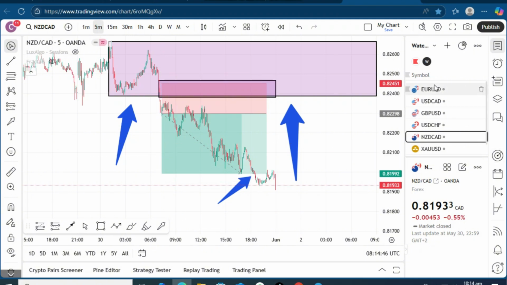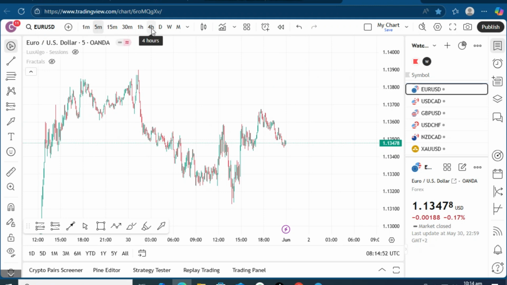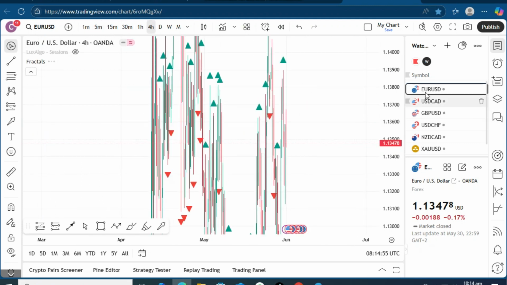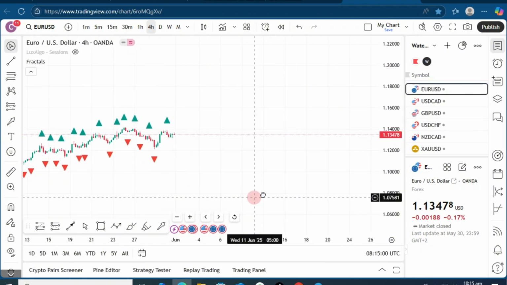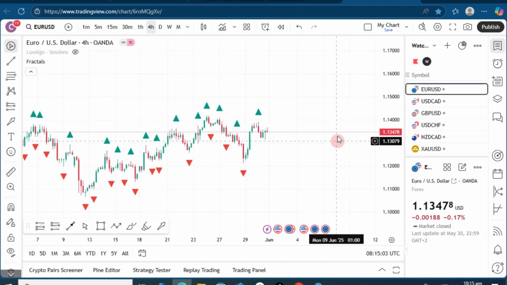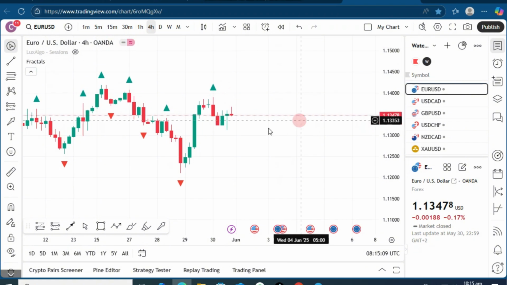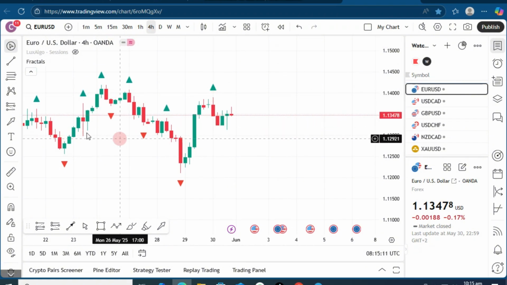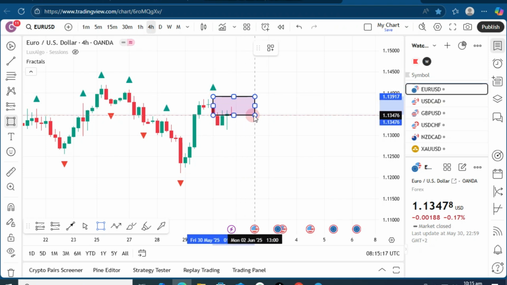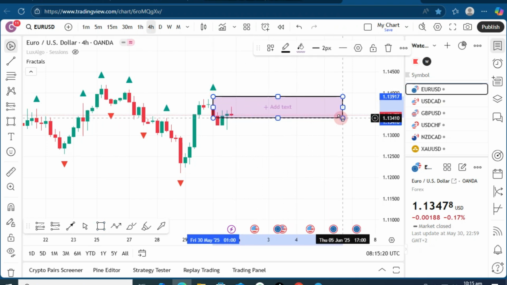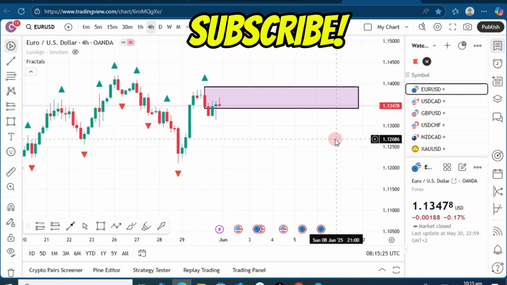You can even take it to Euro CAD right now, or Euro USD, and take it to the 4-hour time frame again. Let's open the fractals. The last fractal on the 4-hour time frame here is at the top again, which means that price is bearish. So we're going to mark the candle where the fractal is, and make sure that you mark even the wicks. So we're marking that candle right now. Let's say it is at this point that you want to make the trades.